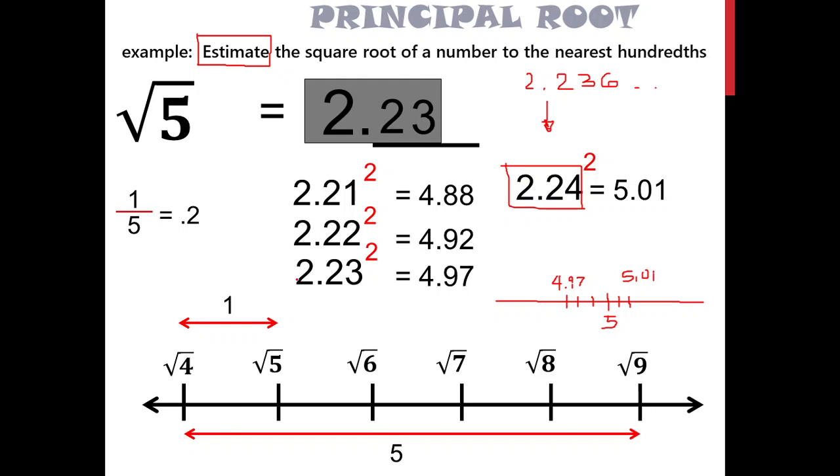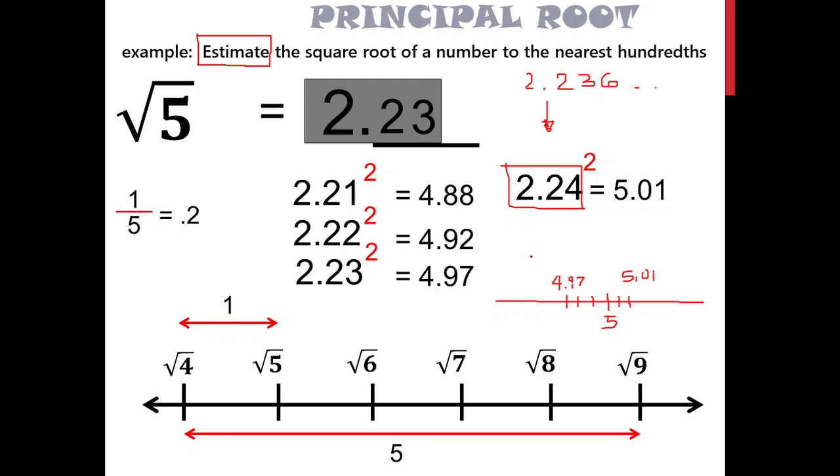Okay? So it depends on the choices on your exam. If you have 2.23 and 2.24, then go for 2.24. But if in the choices there's no 2.24, then 2.23 will be your answer. Okay? So that is how you are going to solve for this one.